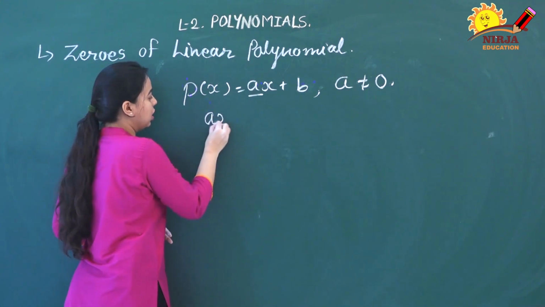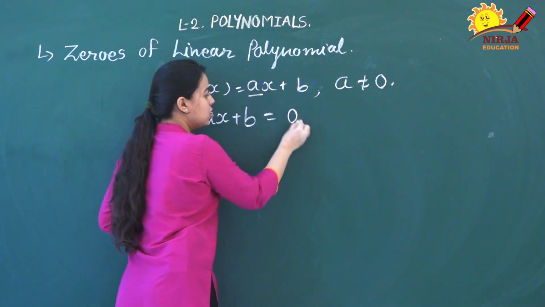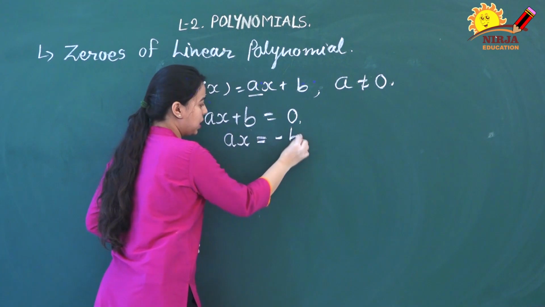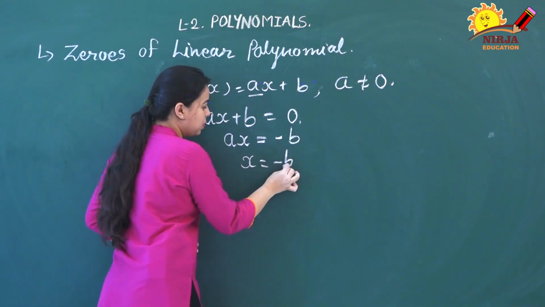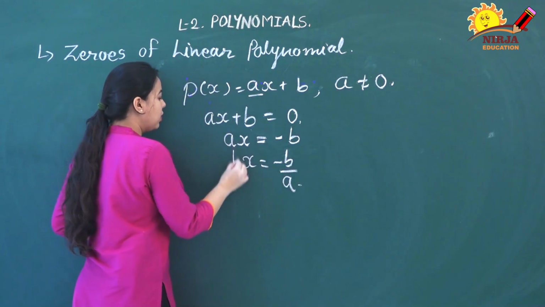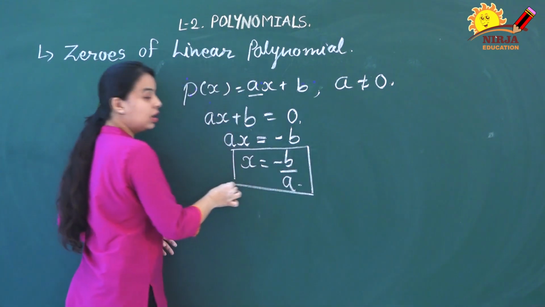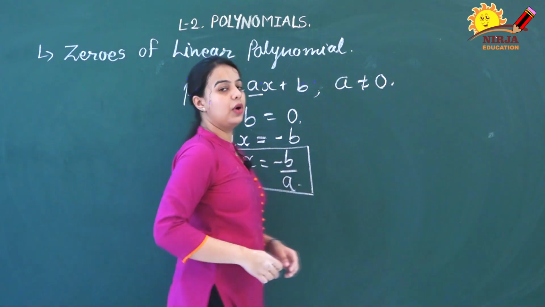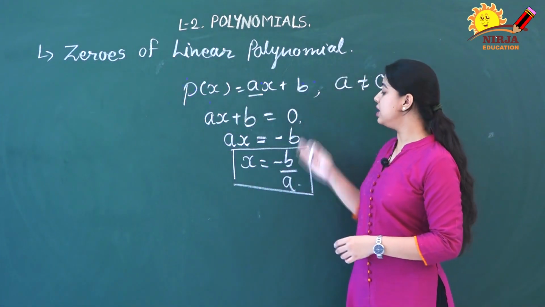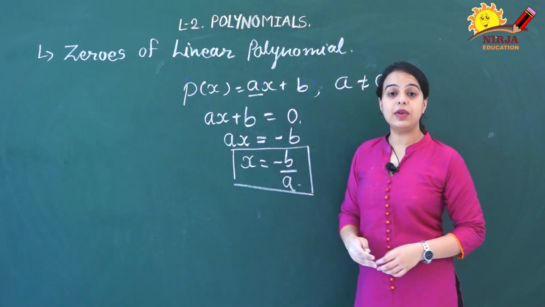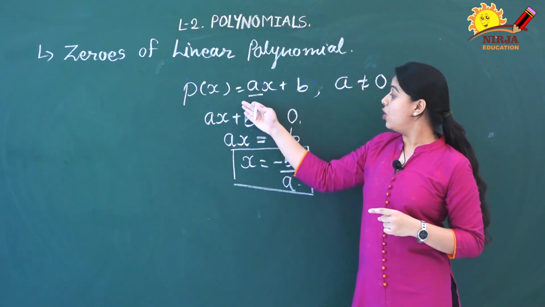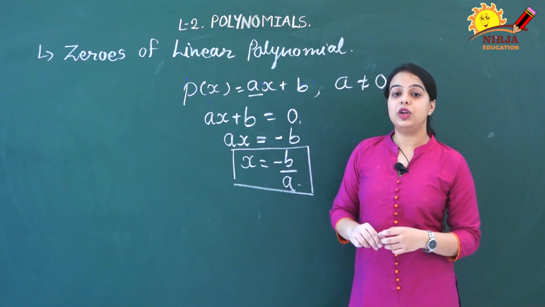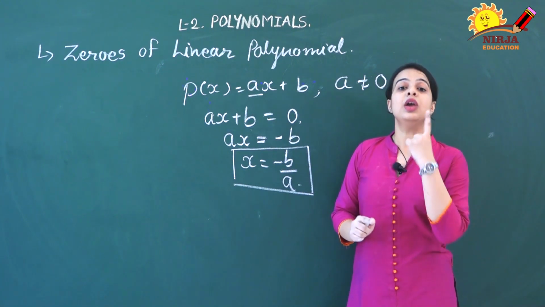Now let us solve it further. ax plus b is equal to 0. If I take this b to the other side, it will be minus b, so x is equal to minus b upon a. And here we got how to find the zero of any linear polynomial. It is minus b upon a. So my dear students, as you have seen, here we got only one zero of a linear polynomial. From this we can conclude that linear polynomials have only and only one zero.